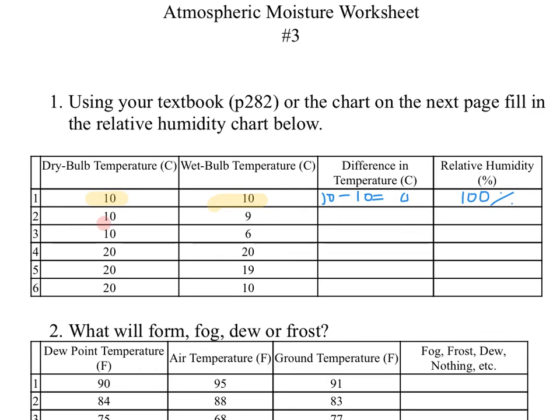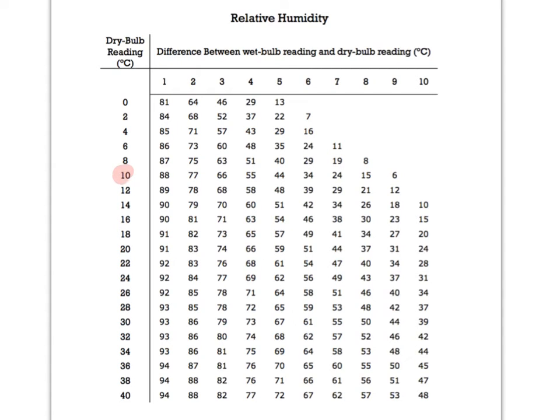Okay, for our next one, our dry bulb temperature is 10. Our wet bulb temperature is 9. So 10 minus 9 equals 1. Now let's go take a look at the chart. Our dry bulb, remember, was 10. Our difference was 1. So follow this over and this down. Our answer is 88.